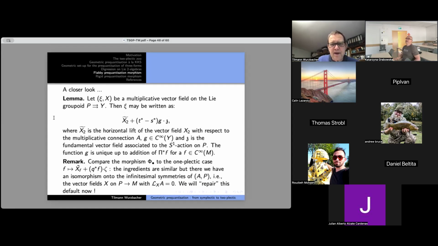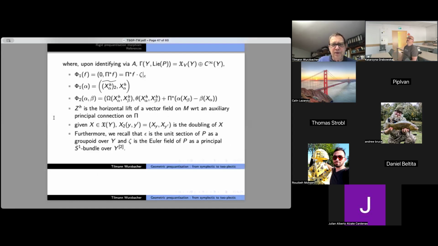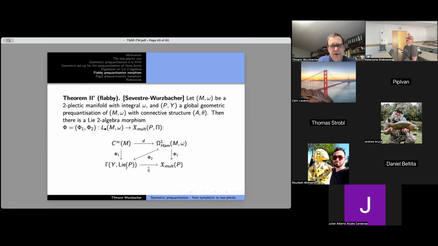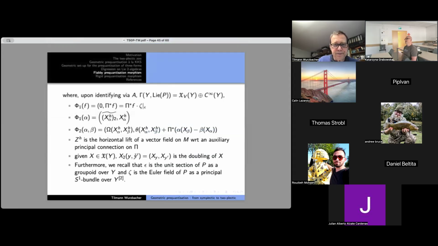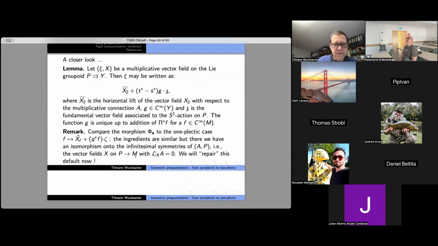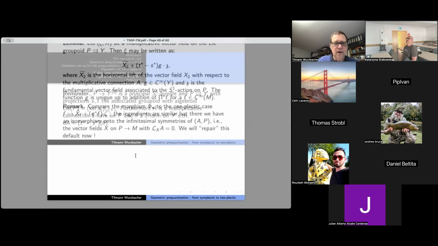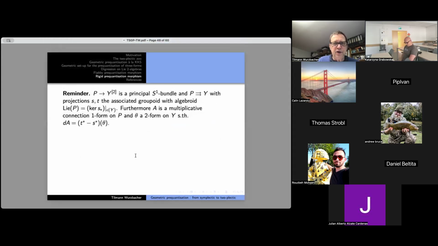So we try to repair, because for the moment it's a little bit flabby, because this morphism here, these are not the symmetries, not the Lie two-algebra of symmetries. And the phi is not an isomorphism, okay? And this we want to repair in the best possible way in the world of Lie two-algebras. So now I go to the rigid version.